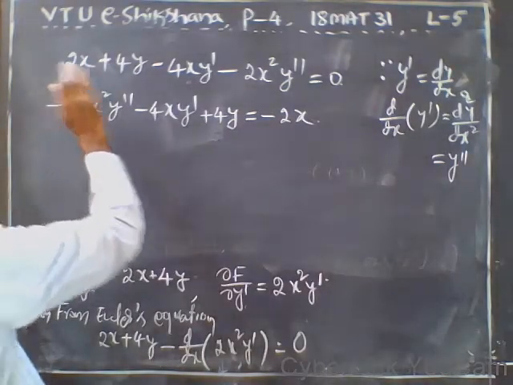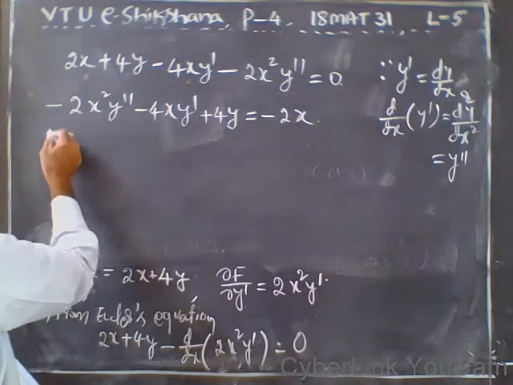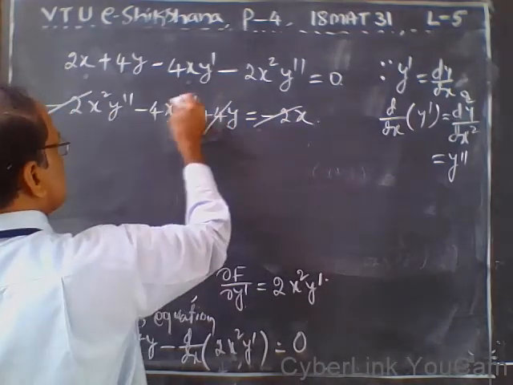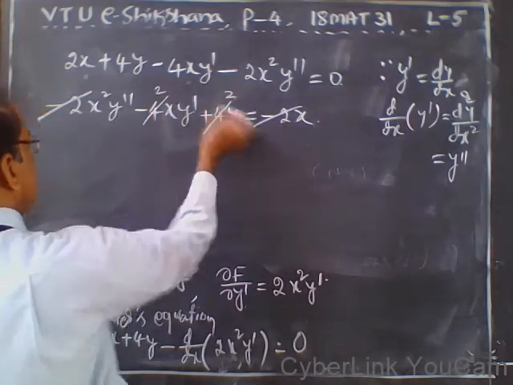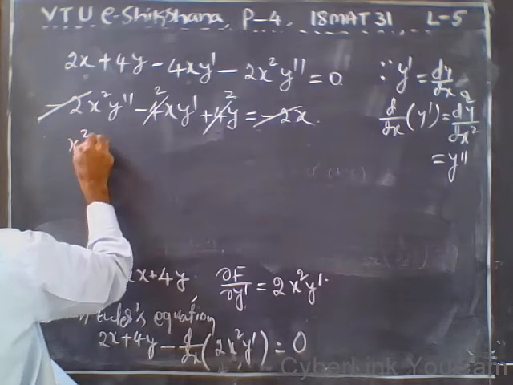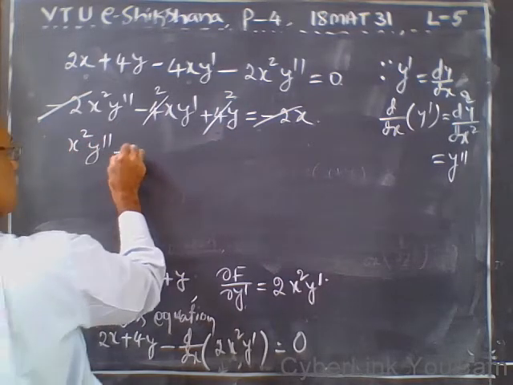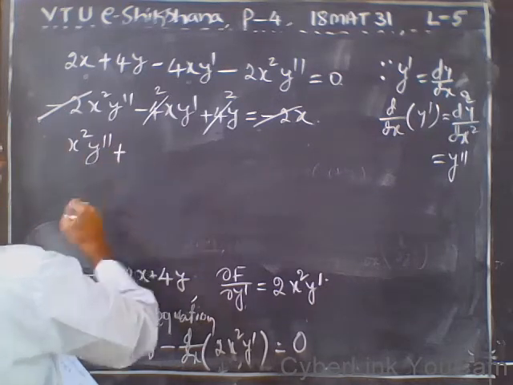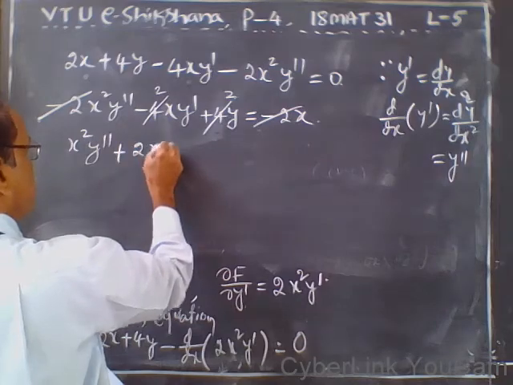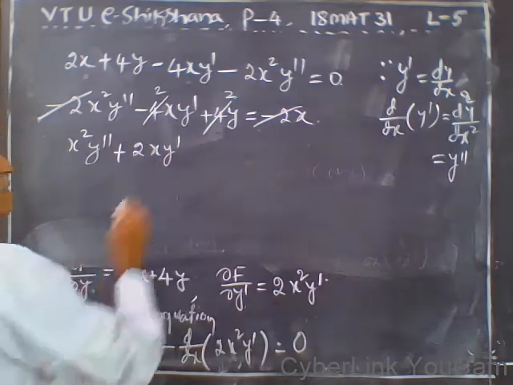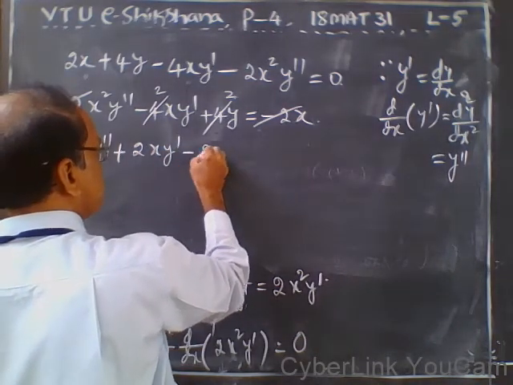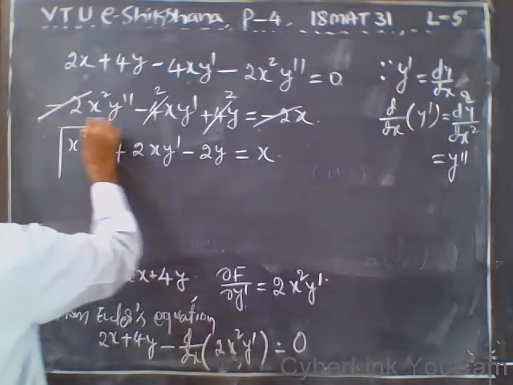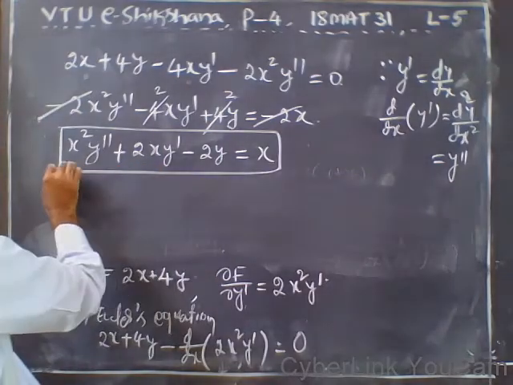I am sending this 2x to the other side. Then the minus 2 I will cancel here, that is with 2 times minus 2, that is x square y double dash. This is minus of minus 2x, which means a plus sign comes, and here it is 2x into y dash, and minus 2y is equal to x. So this is the differential equation we got finally.